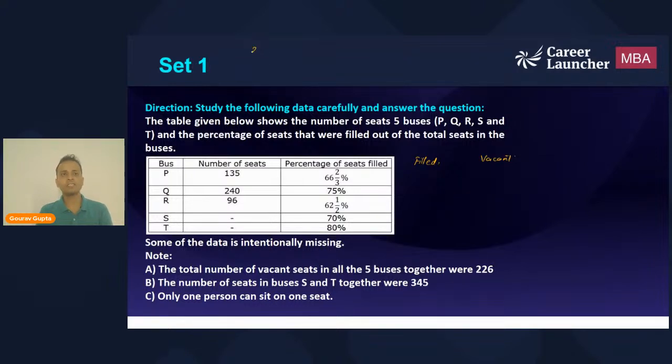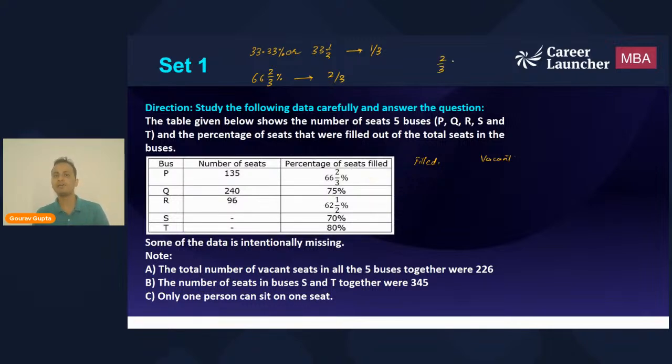So we know that 33.33, or 33 1 by 3, its equivalent fraction is 1/3. So if you see 33.33 percentage, then it will be 1/3 of the value. Similarly, the percentage 66 2 by 3 is nothing but 2 upon 3 in terms of fractions. So for bus P, out of the total number of seats, which is 135, 66 2 by 3 percentage means 2/3 of the seats are filled.